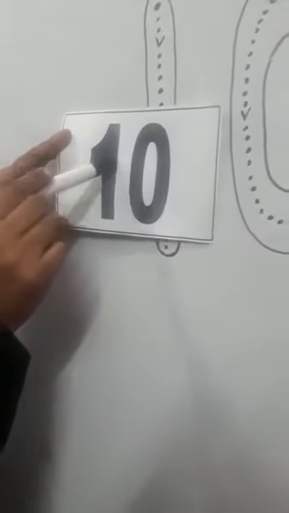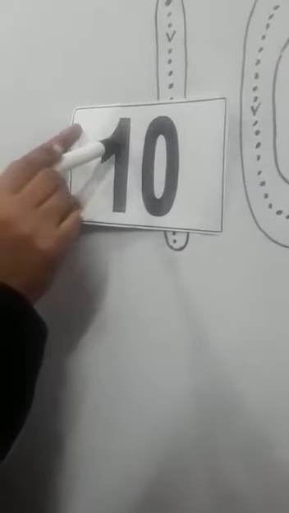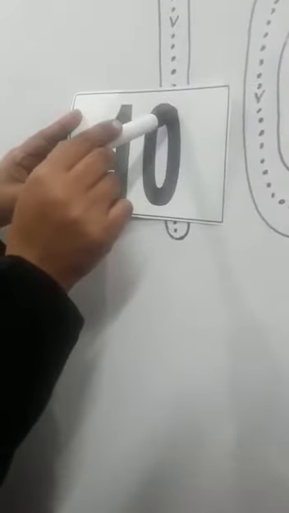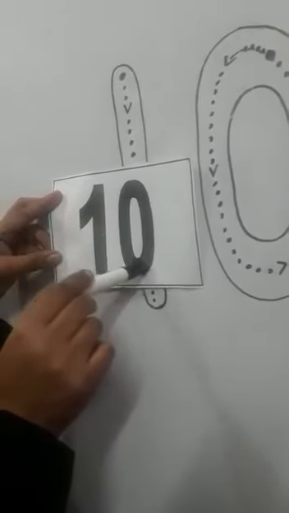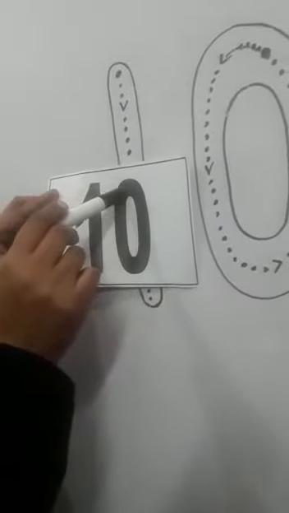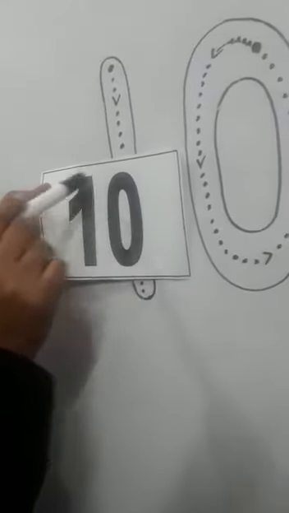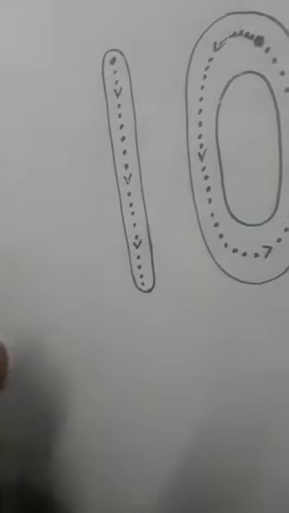Let's come to the board. How do we write number 10? Look at this. Touch the starting point. Now let's come down on the line. Okay. 0. Turn to left, long and round. 1, 0, 10. Now on the board.